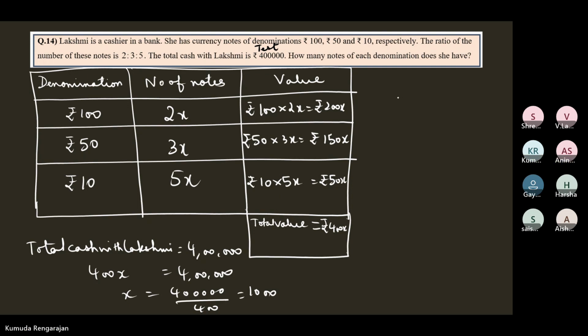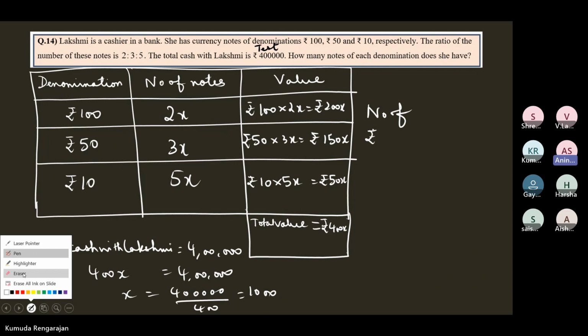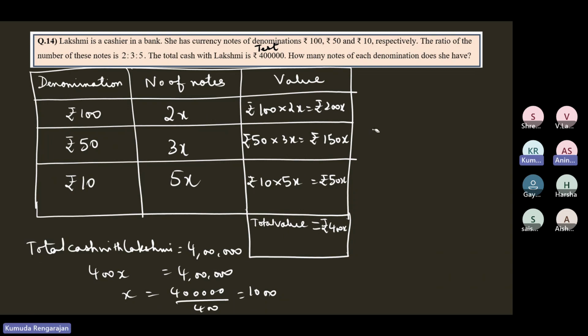Very good. So 2x, so 2 into 1000, 2000. So we just keep multiplying, and then if you want to check, we just add them, and it should come to 4 lakhs.